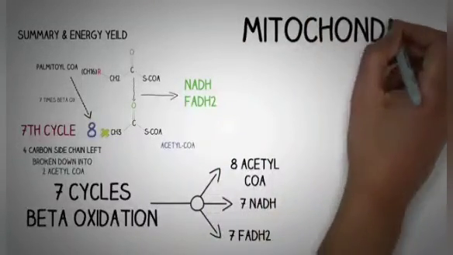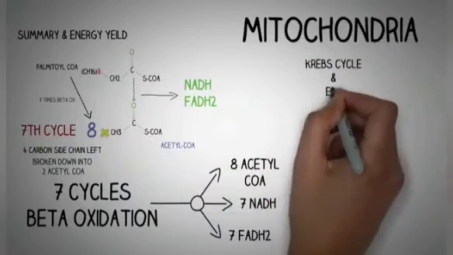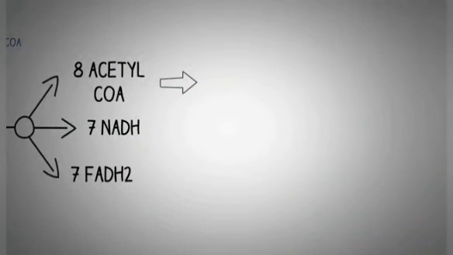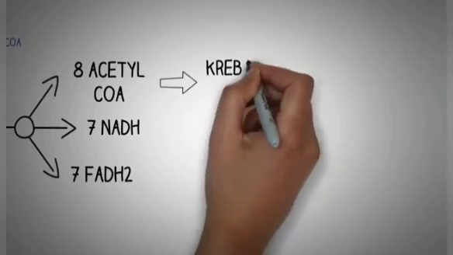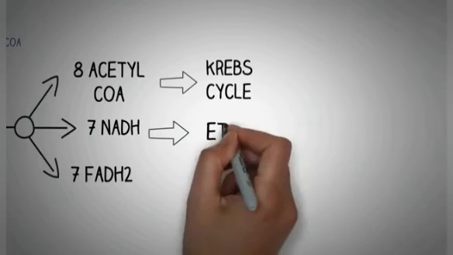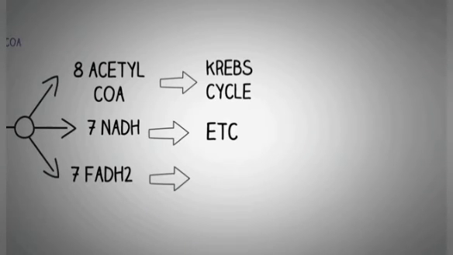All these reactions take place in the mitochondria, so we have the enzymes of the Krebs cycle and electron transport chain in close proximity, where all of these substrates can be utilized. For the calculation of energy, 8 molecules of acetyl-CoA are fed to the Krebs cycle. The 7 molecules of NADH and FADH2 are fed to the electron transport chain for the production of energy.